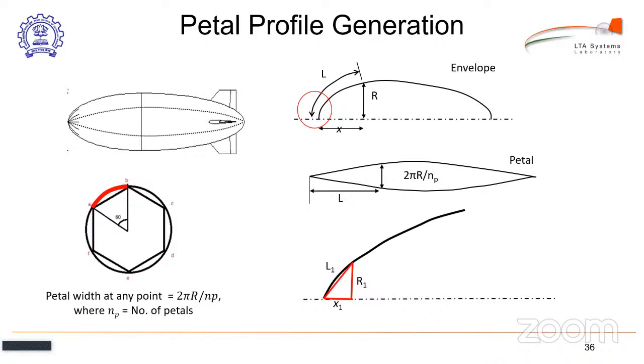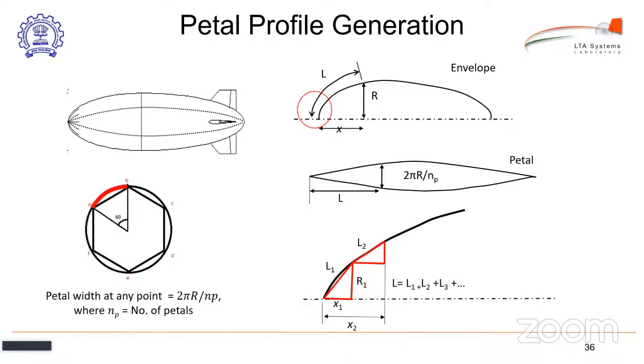You will get the length L1, which is an approximation, because you can notice that the actual shape is curved, whereas this is a straight line. Then at any point x2, you again calculate and get the length L2. And you keep on doing this till you reach the length of the airship. So L1, L2, L3, etc., till you reach the end, you will get the total length L of the petal.